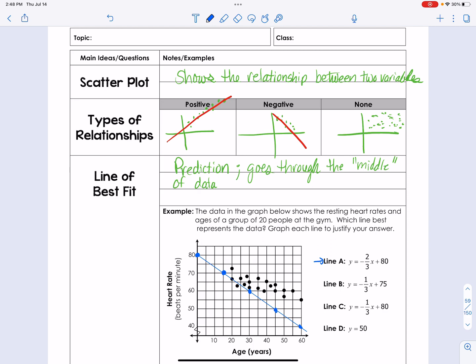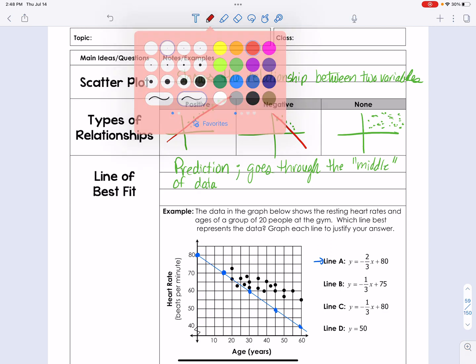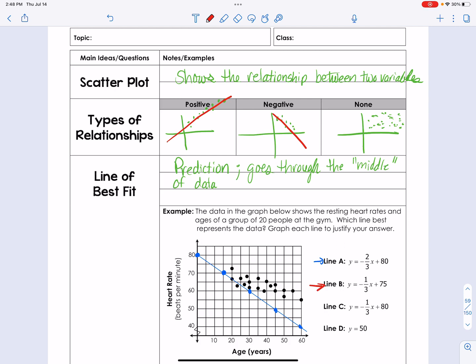I don't think that follows the data very well. That's not the best line. If I go to this one, it goes through at 75, and it's going down 1 over 3, down 1 over 3, down 1 over 3, down 1 over 3. So if I draw this line, it goes like that. To me, red is better than blue. So I'm going to cross off blue. Red is definitely better than blue. Maybe there's one that's better.